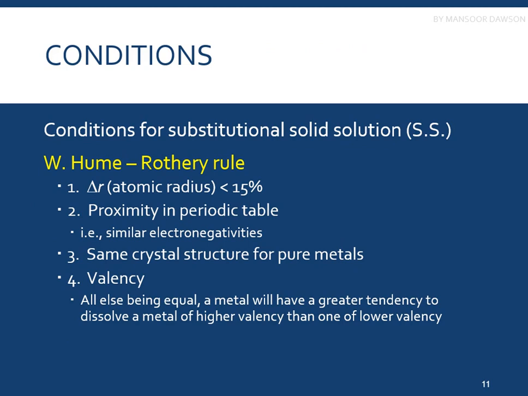Now, in order to judge whether our solid solution is substitutional or interstitial, we'll be using the Hume-Rothery rules. The first point says that the radius difference should be less than 15%. For a substitutional solid solution, the atomic radius difference between the host atom and the impurity atom should be less than 15%, and if it is greater than 15%, it would make an interstitial solid solution.